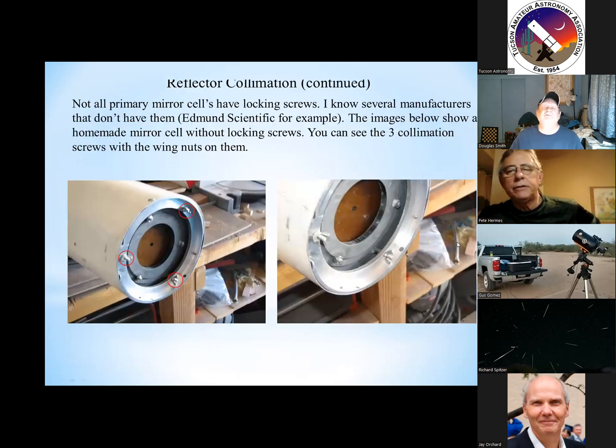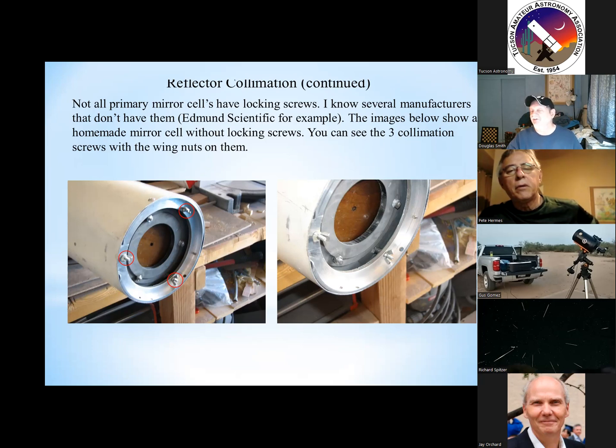Here's another. This is that homemade telescope that I showed you a little bit earlier. And again, it's the 3 collimation screws around the perimeter of the mirror cell. And in this case, they've got wing nuts on them. But again, right here, you can tell in this image, it's got a spring on it. So you tighten the wing nut one way, it pulls the mirror cell back, and loosen the wing nut, and the spring will push the mirror cell out. And that's how you do that.